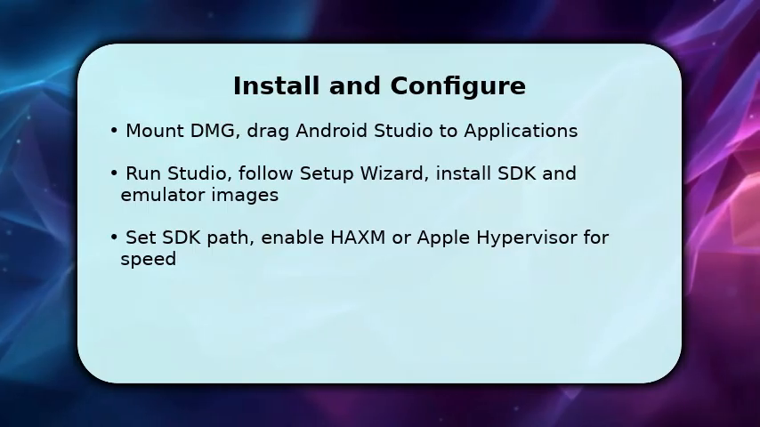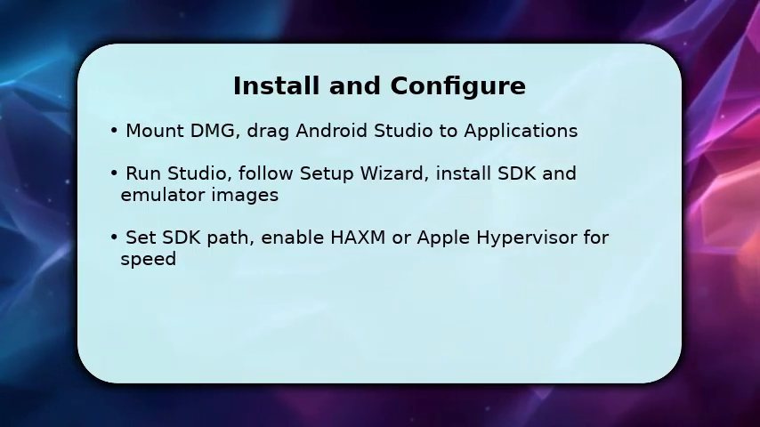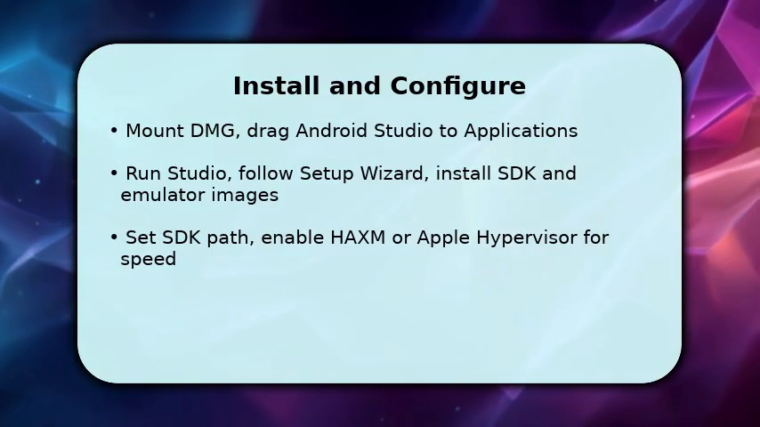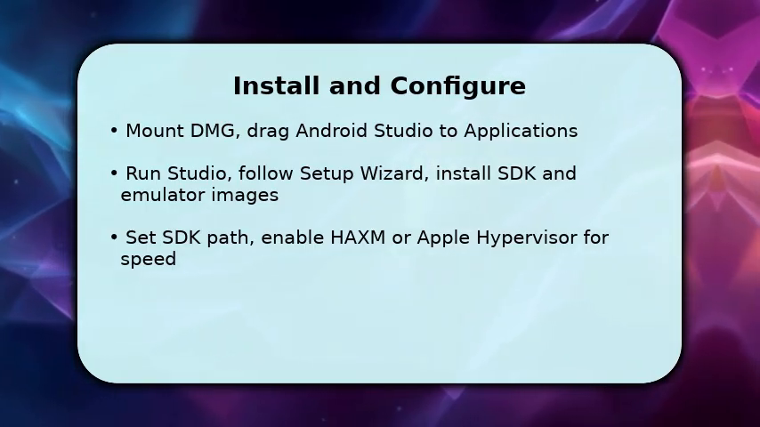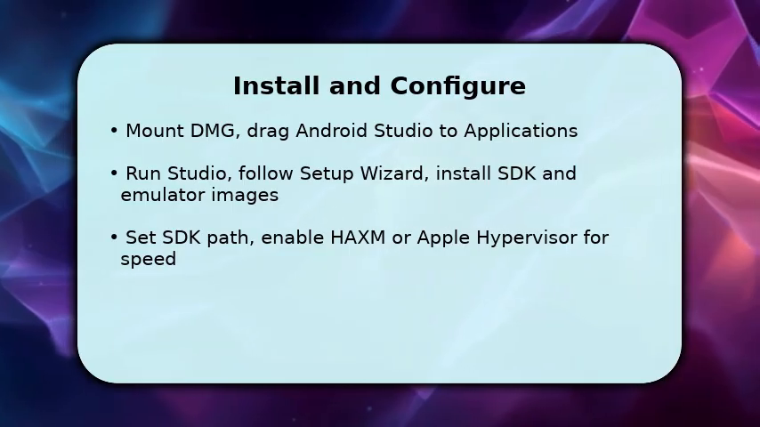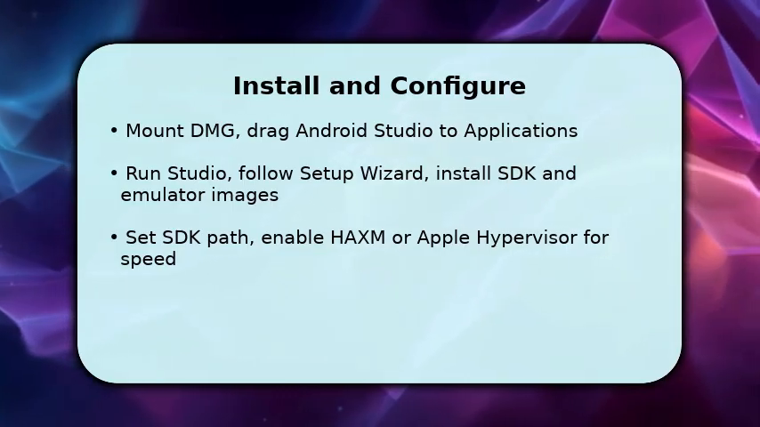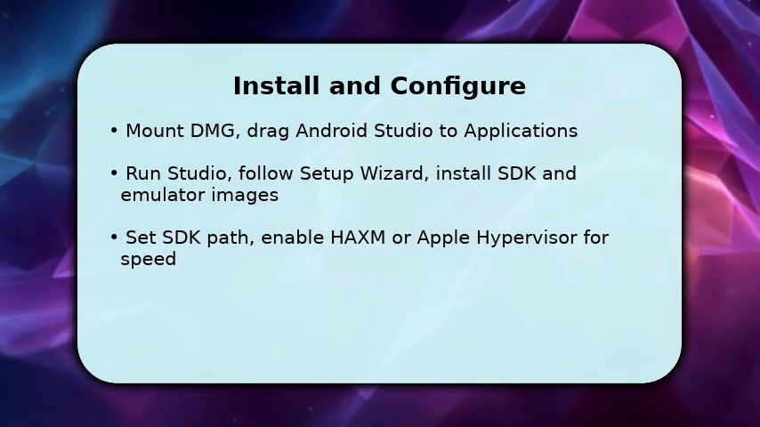Open the DMG and drag Android Studio into Applications, then launch it. When the setup wizard appears, choose the standard configuration unless you need custom SDK components. Install the Android SDK, platform tools, and at least one system image for the emulator.